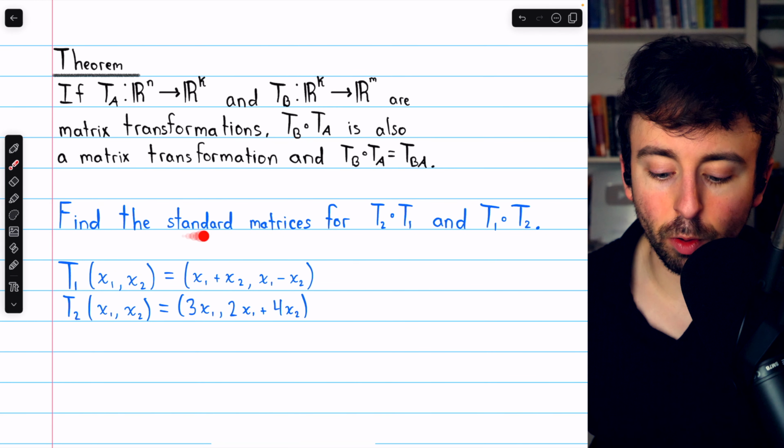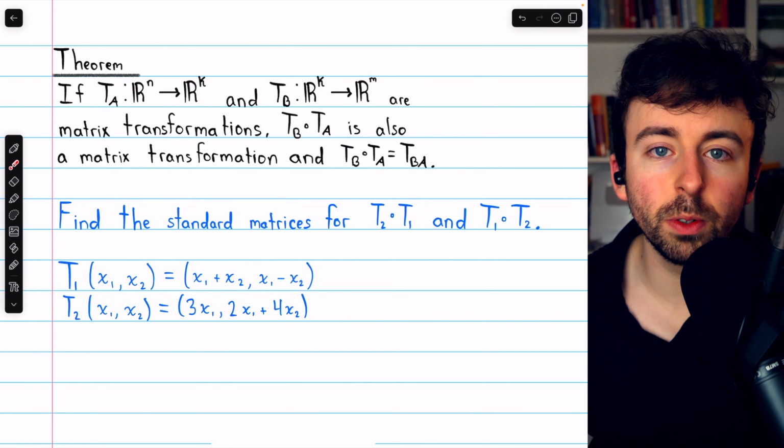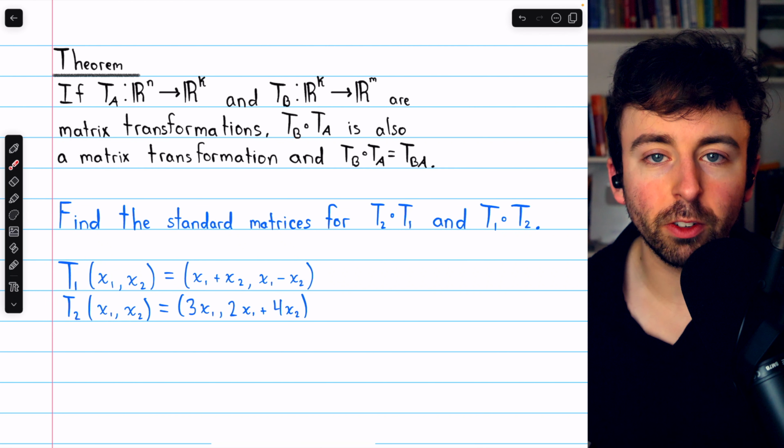So to find the standard matrices for T2 circle T1 and T1 circle T2, we just need to find the standard matrices for these two transformations and then multiply those standard matrices together.